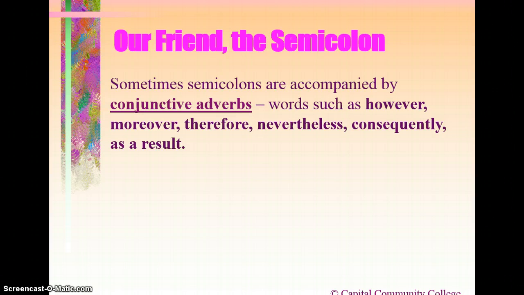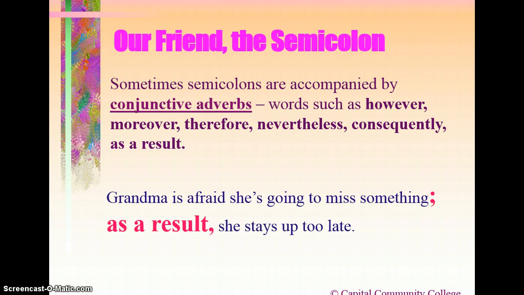Sometimes you're going to see semicolons accompanied by conjunctive adverbs. Conjunctive adverbs are those words like however, therefore, nevertheless. You will see them used with a semicolon to combine two sentences in order to show their relationship. So here's an example. Grandma's afraid she's going to miss something; as a result, she stays up too late. That "as a result" is used to show the relationship between the first sentence and the second sentence, and the semicolon is the one that actually separates them. If that semicolon were a comma, you would have a comma splice.